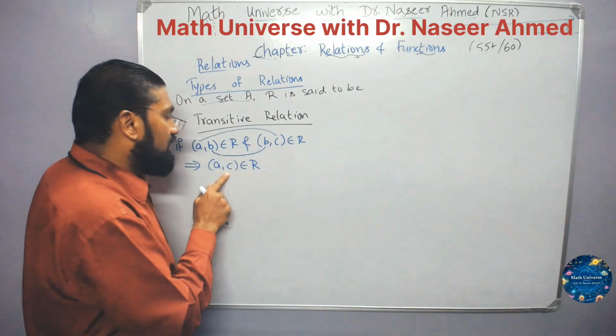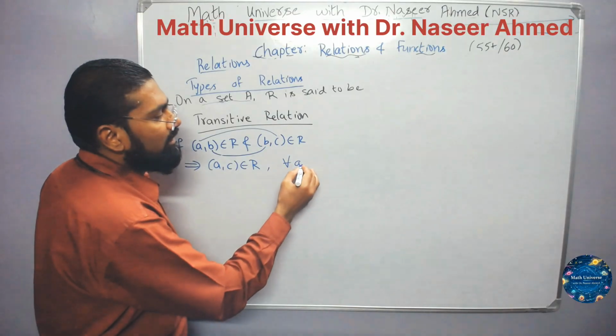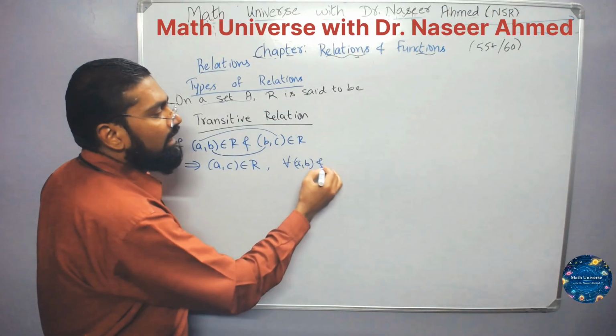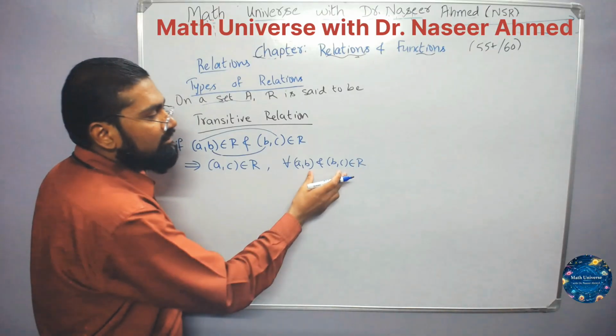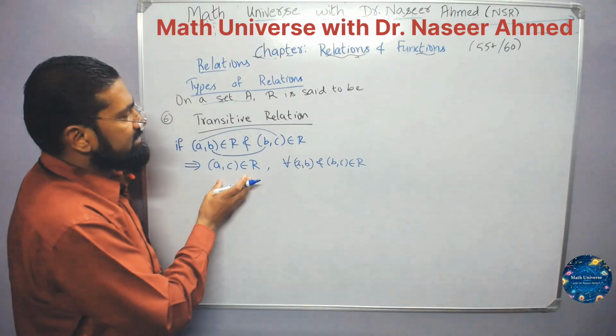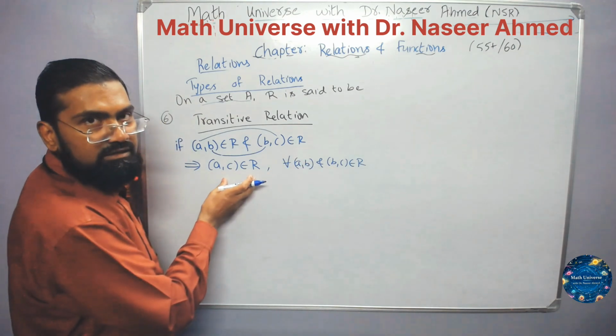But if you are able to find it for all (A, B) and (B, C) belonging to R, this ordered pair, if you are able to find this, then it is transitive. Even if you find one pair where this is existing but this is not existing, that is not transitive.